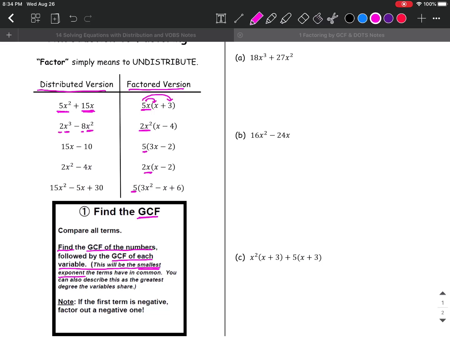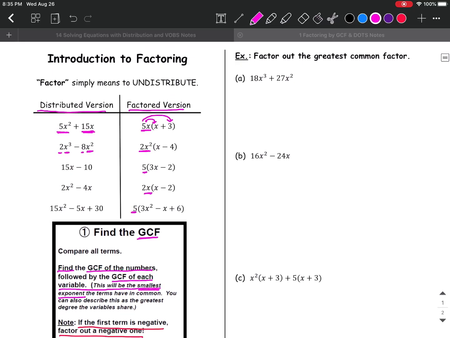Note, if the first term is negative, factor out the -1. That's going to be key and really helpful down the road, that if the first term is negative, factor out a -1. Okay, so let's try some here. Let's factor out the greatest common factor. And I know I said find the greatest common factor for the number first. It really doesn't matter if you do the number or the variable first, as long as you do them both.